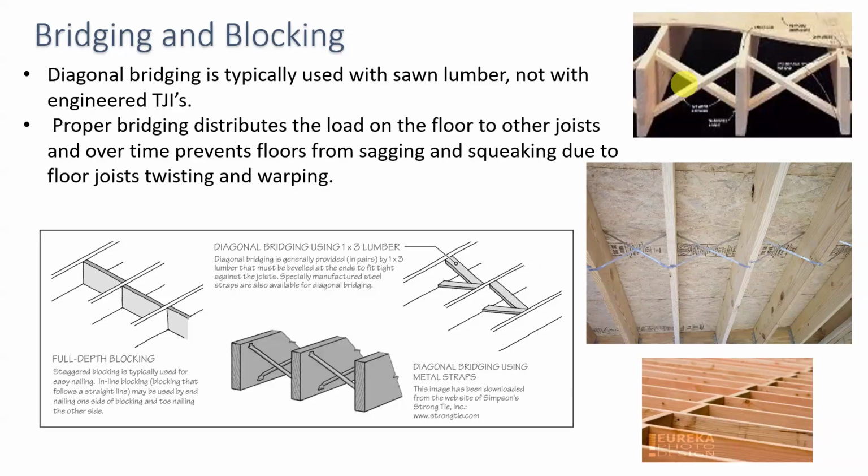And the code actually tells you when we get to the next semester, there's a code question that tells you you need to provide diagonal bridging on floor joists of a certain size with a certain span. The code will tell you you have to do that.